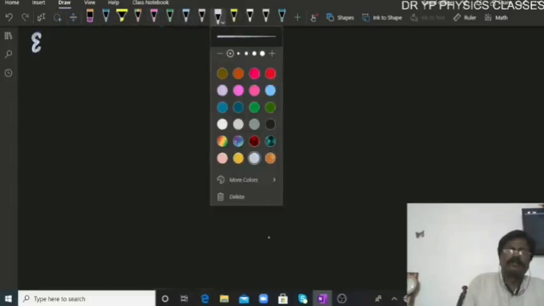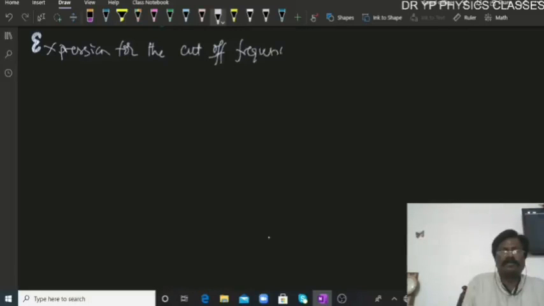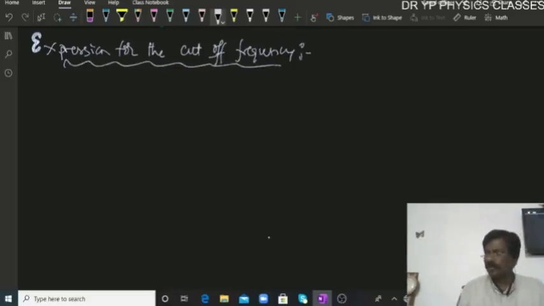Now, what is the expression for the cutoff frequency? As usual, we have to apply the voltage divider rule. Voltage divider rule here also. Voltage divider rule we have to apply.